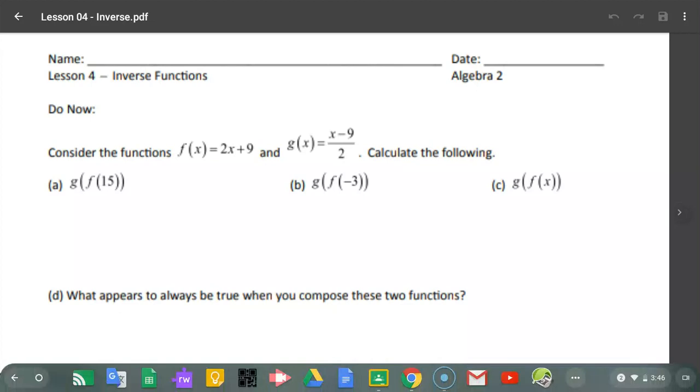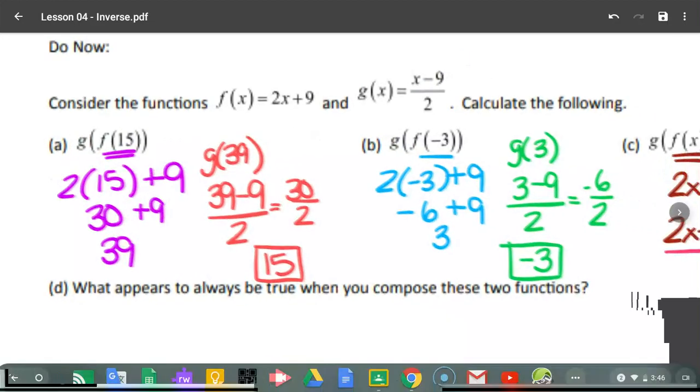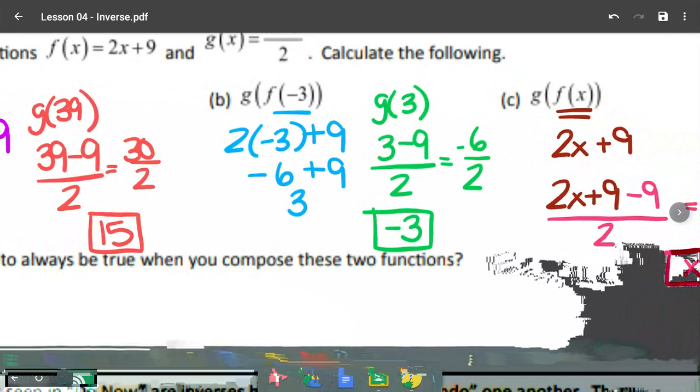Back. So in part A, you should have first plugged in 15 into the f of x function, and we would have gotten 39. Then we plugged 39 into g, and we end up with 15. In part B, same idea. We're plugging into f that -3. So wherever x was, -3 is going in. We end up with 3. And then we plug that number into the g of x function, exactly for where x is. And we end up with -3.